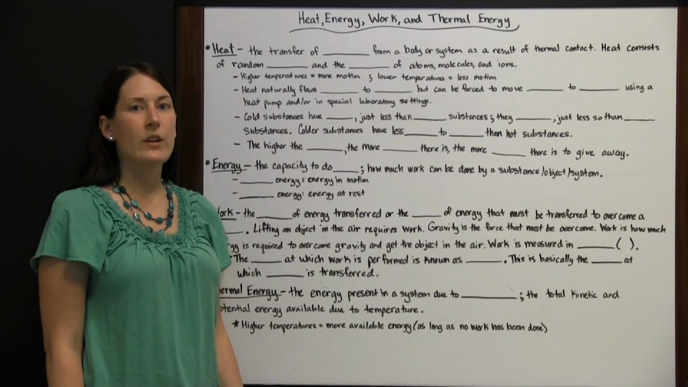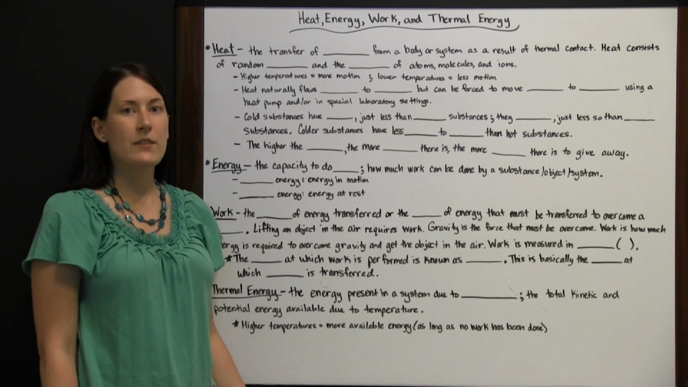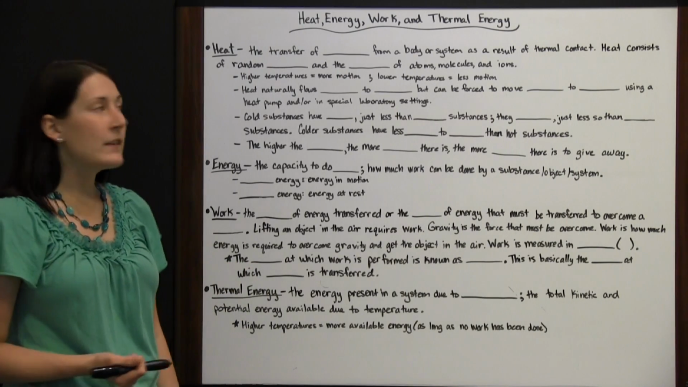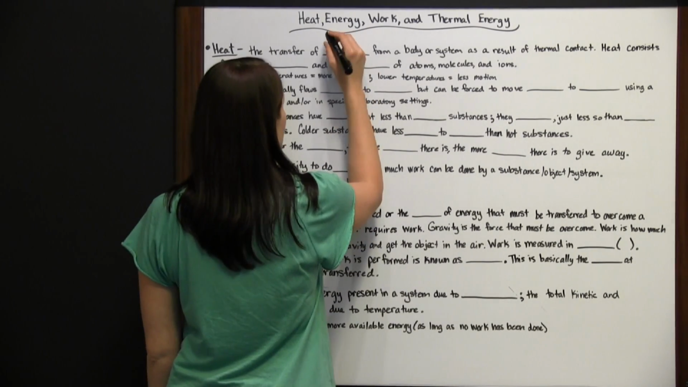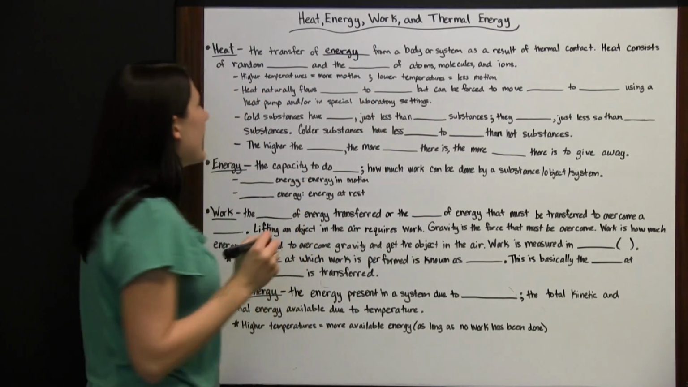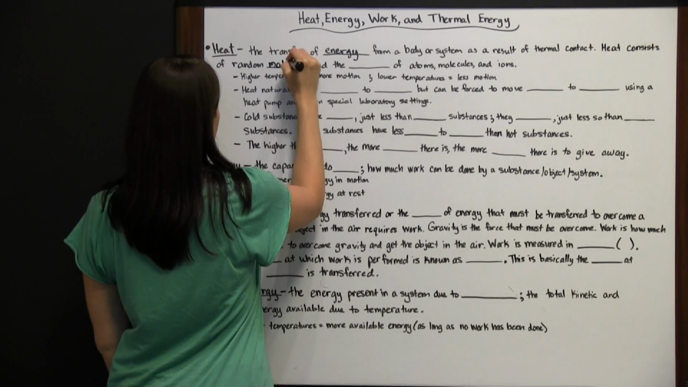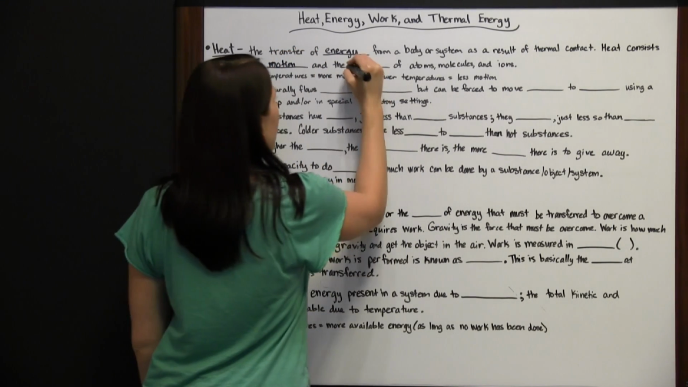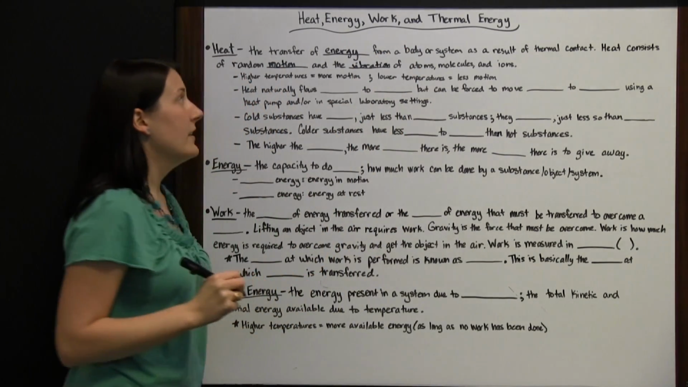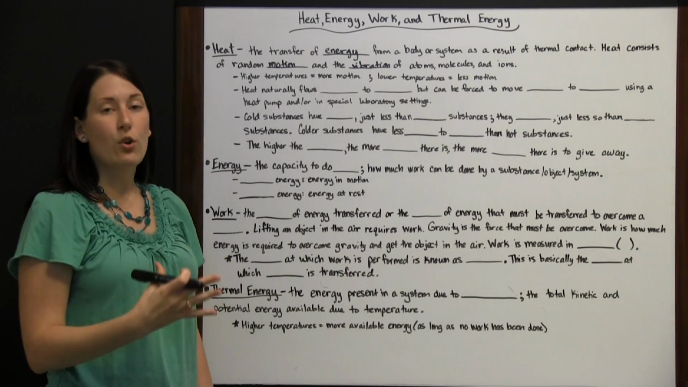Heat, energy, work, and thermal energy. These are all physics terms, and it's important to know the differences between each of these terms. Heat is the transfer of energy from a body or system as a result of thermal contact. And heat consists of random motion and the vibration of atoms, molecules, and ions. So heat is the transfer of energy based on thermal contact.